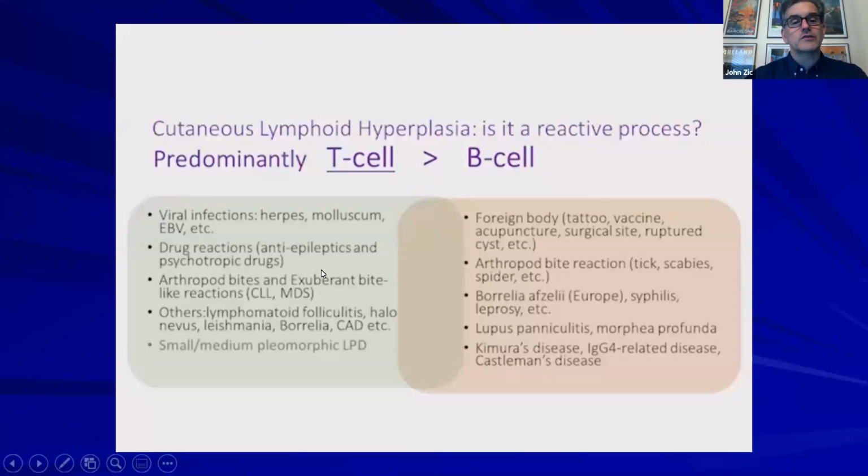And what he did, I thought, was just very enlightening to me. And that is, he listed some of the triggers that have been reported in the literature, from herpes virus infection to molluscum, to certain drugs, bug bites. Bug bites are huge. You can see bug bites both for T cell and B cell.